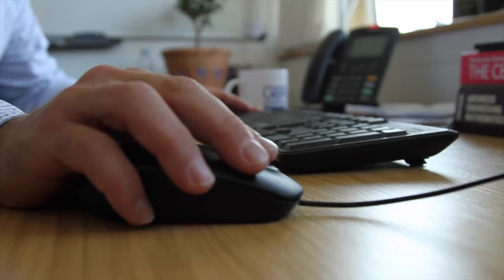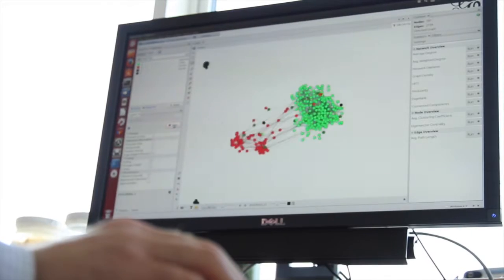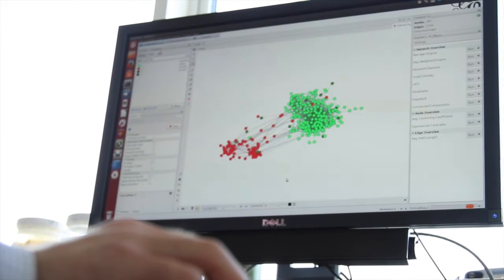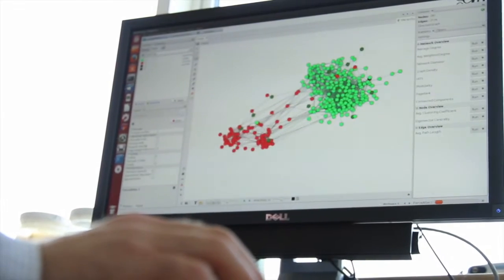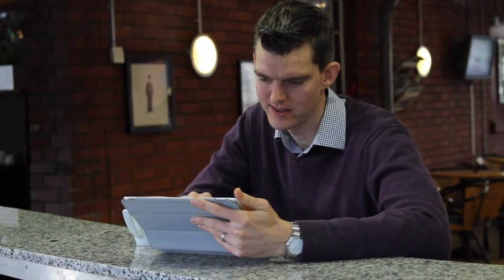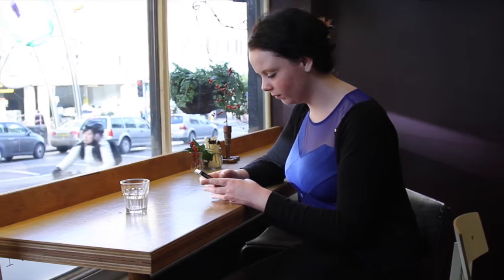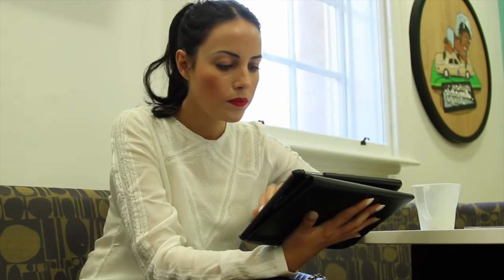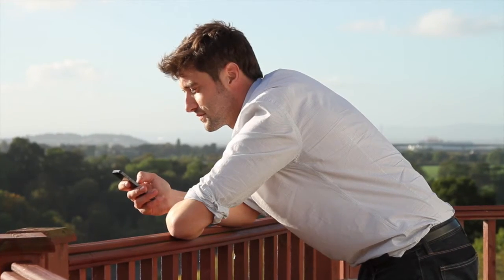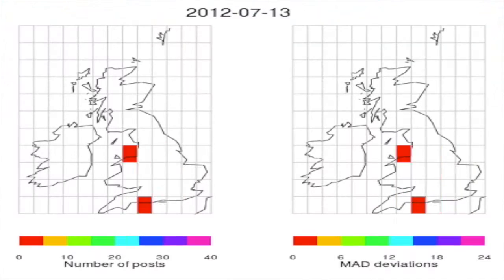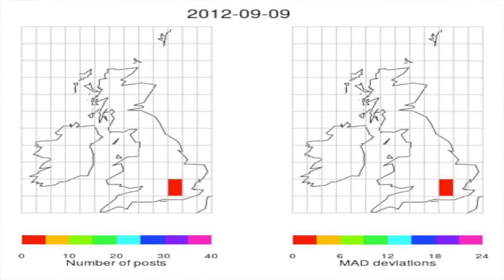Now we're working with environmental charities and campaign groups to try to see how this kind of insight can inform their future communication strategies. Another example is looking at social media as a kind of global sensor network. So if you imagine each social media user is essentially a sensor reporting on all the things they see in the world around them. You can spot spikes of activity around the world at different times.